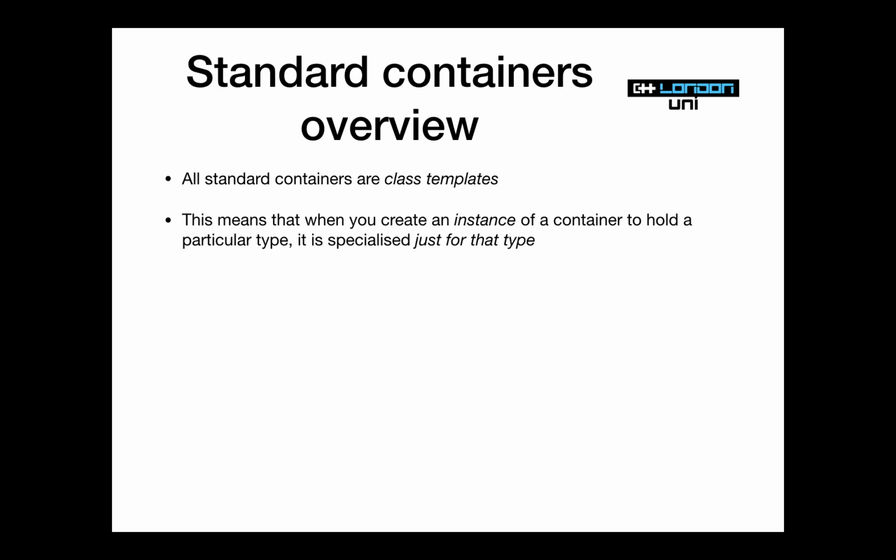And this means that when we create a vector of ints, all of the operations are specialized just for ints. And this is one of the things that makes C++ really, really fast, is that the compiler, the optimizer, can work on this function. You know, these functions are specialized just for the type that you instantiate the container with. Just for the type that you are putting into the container.